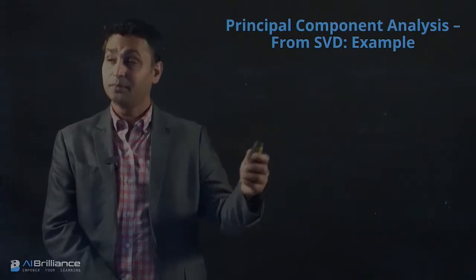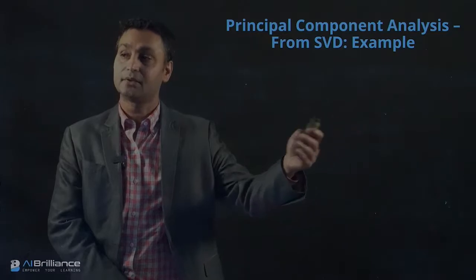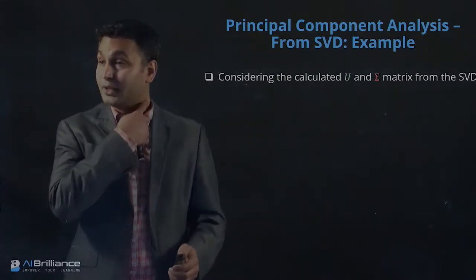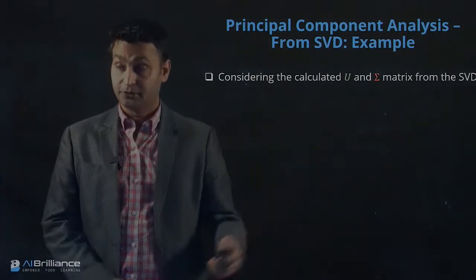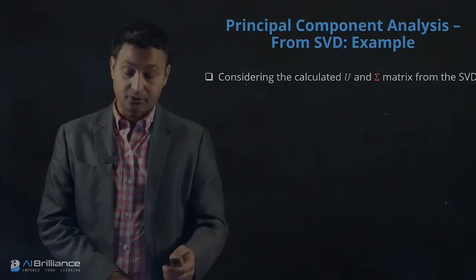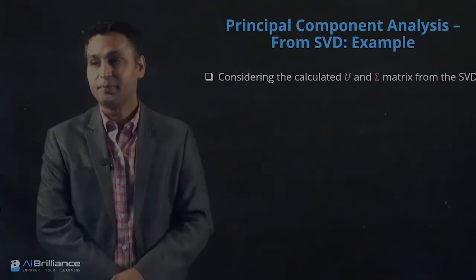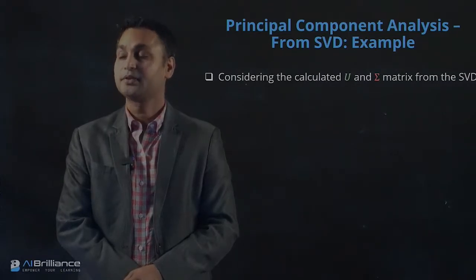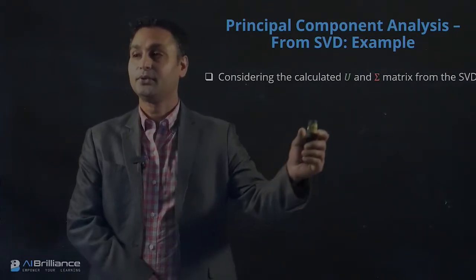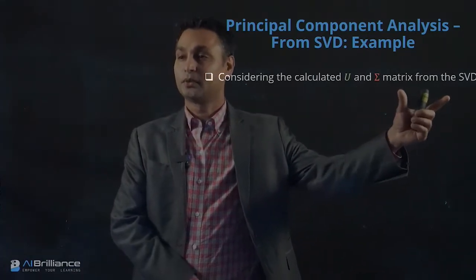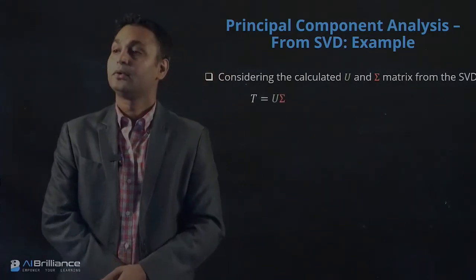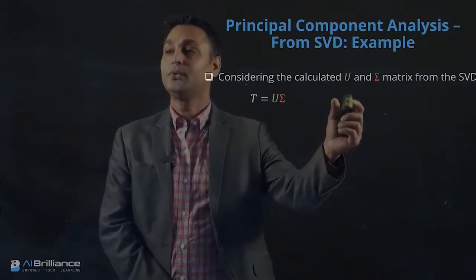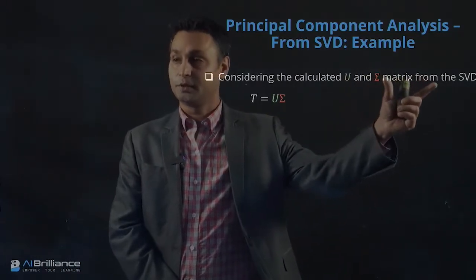Let's see the same problem and how we can do the principal component analysis using the SVD approach. Considering that we calculated U and sigma of the matrix from the SVD, which we have already done, let me quickly go back and consider the same example problem. For the data X matrix, we computed the U and sigma matrix using singular value decomposition. Now the T matrix can be written as a product of U and sigma matrix of the SVD.